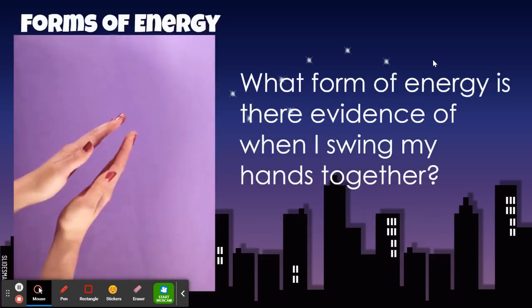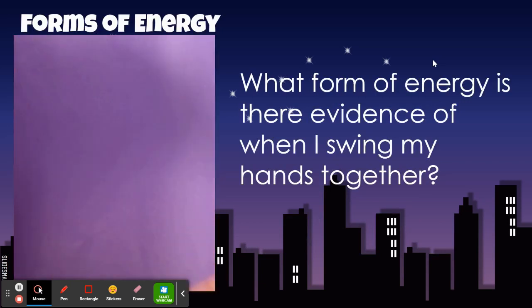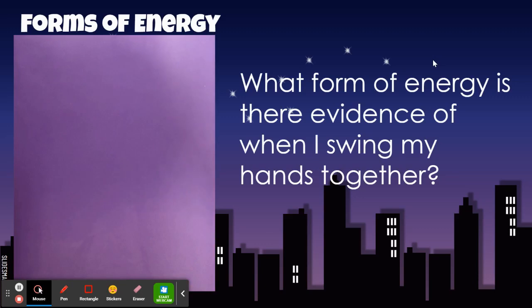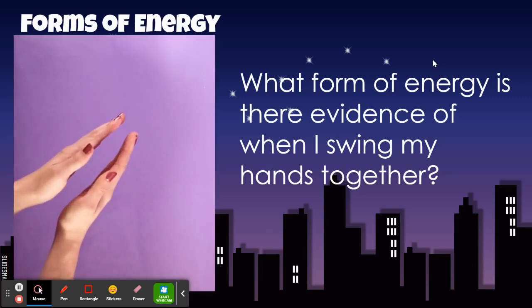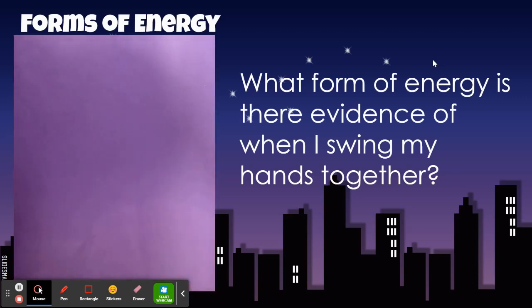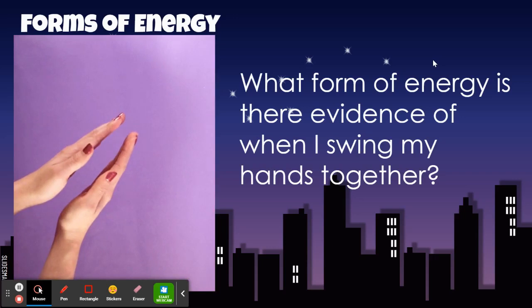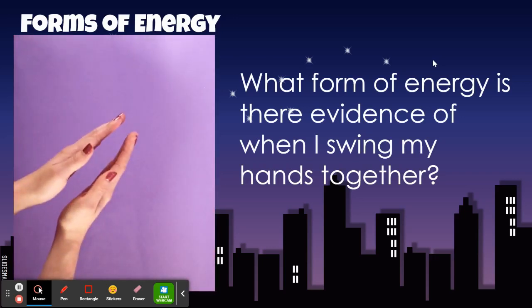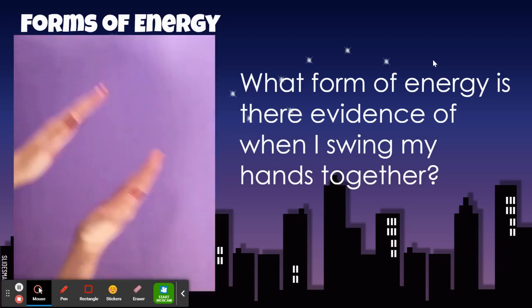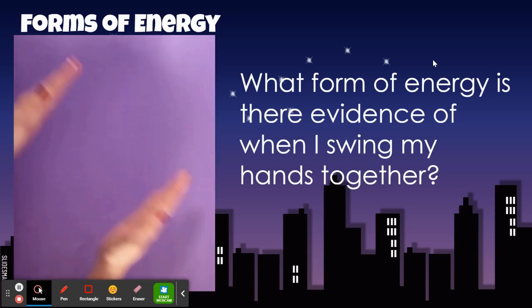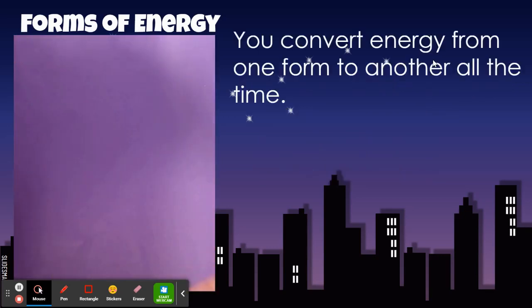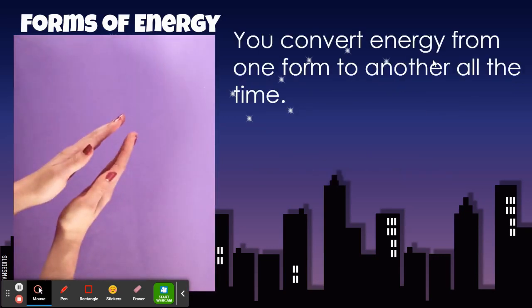All right, let's practice one more. What form of energy do you see when I swing my hands together here? What form of energy? Remember, we have light, we have motion, we have sound, and we have thermal. What do you see here? Well, my hands are moving, so that means I have motion energy. That's right. All right, we have another one here.